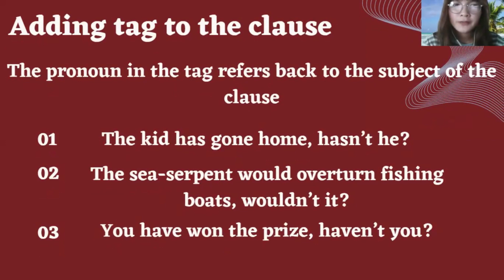The pronoun in the tag refers back to the subject of the clause. I have some examples. Here you can see, firstly, the kid has gone home, hasn't he? The kid is the subject and hasn't he is the tag, and he refers to the kid at the beginning of the sentence.